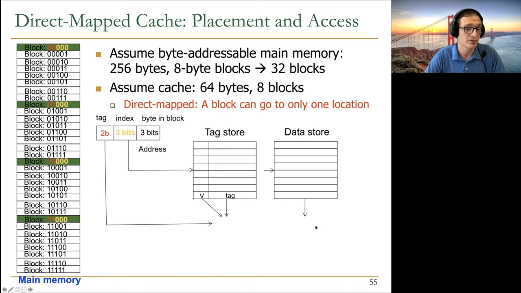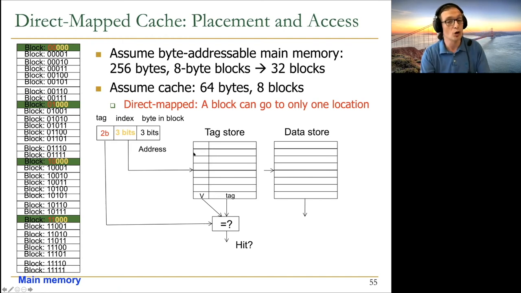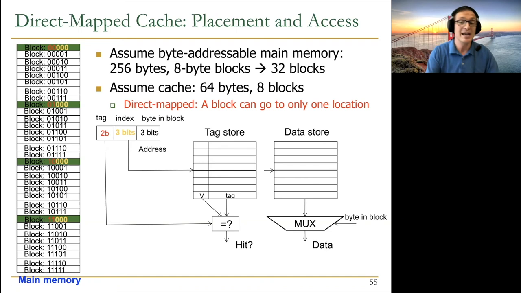Now, what do we do? We compare the tag bits and we check if the valid bit is valid. If the valid bit is not valid, then it's a miss for sure. If the valid bit is valid and the tags match, then you get a hit. Only in that case do you get a hit in the cache, which means that somebody brought this block into the cache, set the valid bit and set the tag bits, and that's the block you're looking for. If you get a hit, then you get the data, and then you can multiplex out the byte in the block from the 8 bytes. If you're looking for only one byte, for example, you can pick the byte you're looking for from those 8 bytes. Okay? So that's the simple indexing, basically.